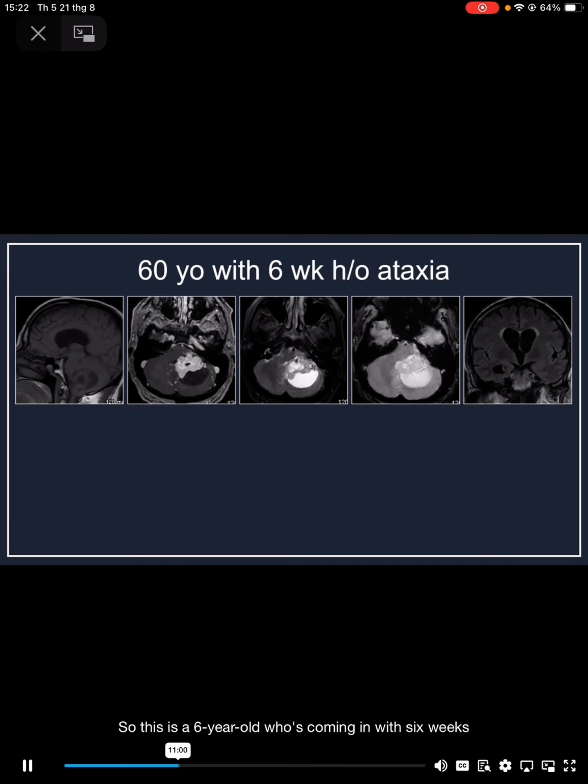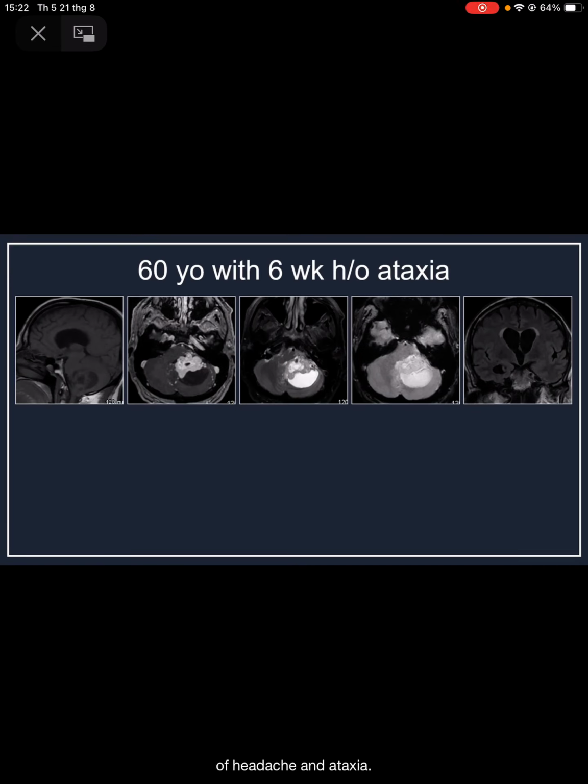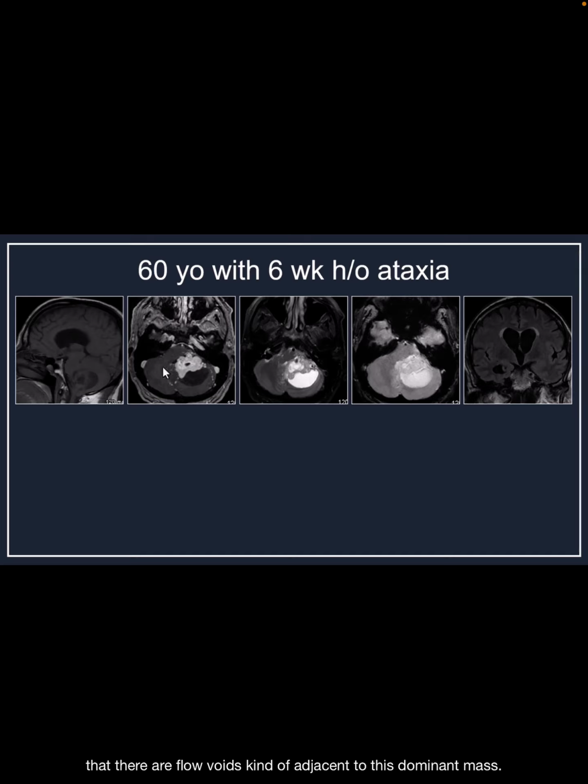So this is a 6-year-old who's coming in with 6 weeks of headache and ataxia. We can see here that this patient's got a mass that's centered within the left cerebellum. On the sagittal image, we can see some inferior cerebellar tonsillar herniation. Looking at the characteristics of the lesion itself, there's an enhancing component anteriorly and a non-enhancing, cystic portion posteriorly. The clue to this case is actually recognizing that there are flow voids adjacent to this dominant mass.